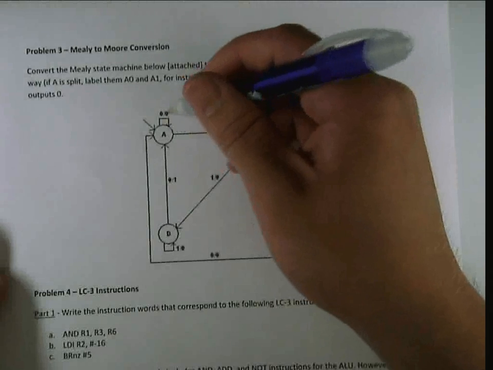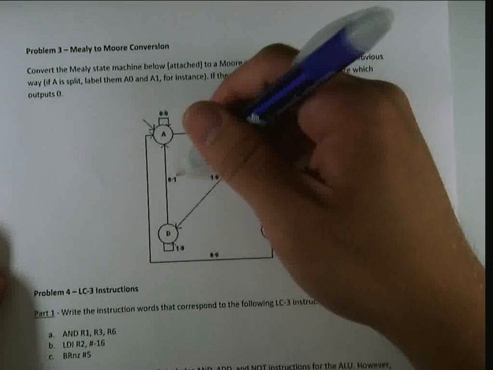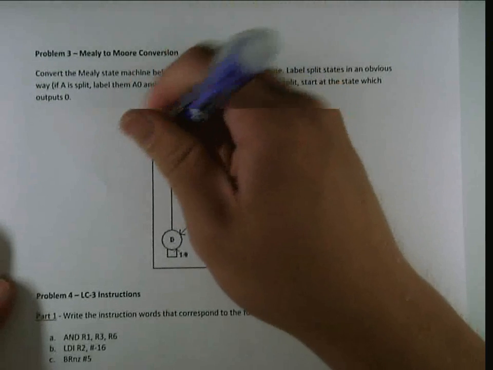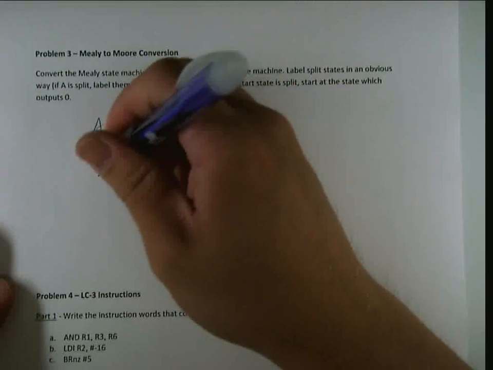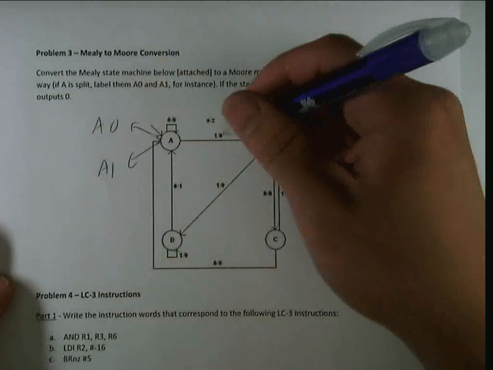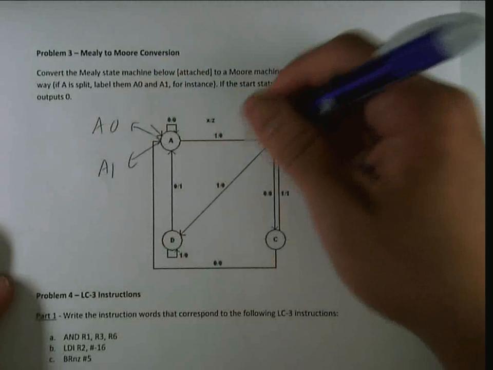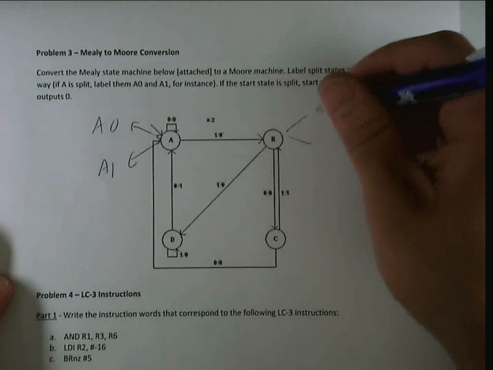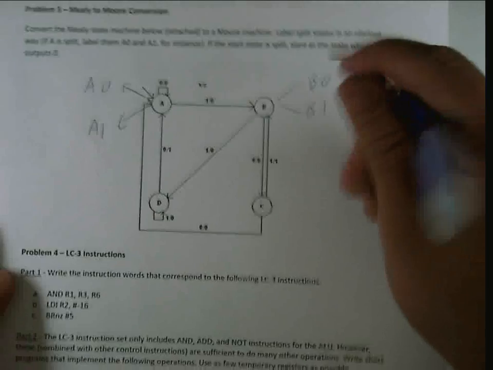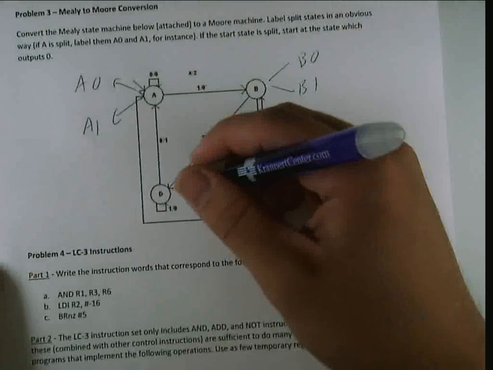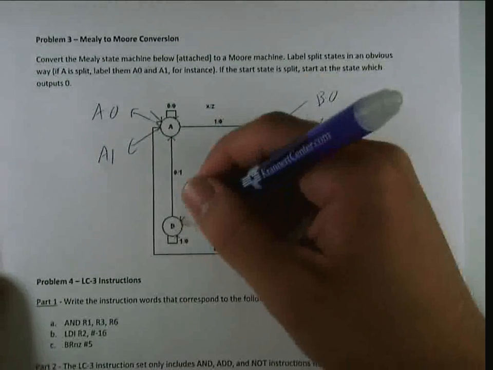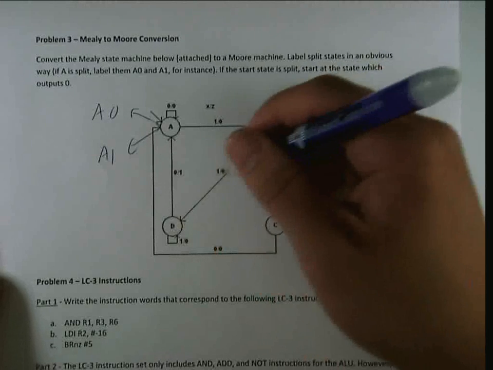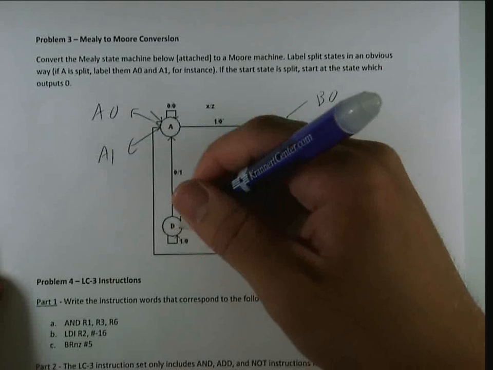So A has a 0 coming in, a 0 coming in, and a 1 coming in. So we will need to split this into A0, A1. And we look at B. It's got a 0 coming in, a 0 coming in. Oh no, that's going out. So a 0 coming in, and a 1 coming in. So we'll need to split this into B0, B1, and we've got B going into B going into here. Then we've got a 0 coming into D, a 0 coming into D, and that's it.